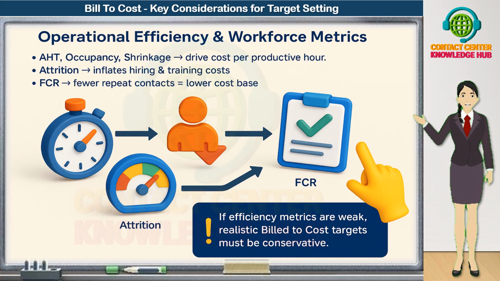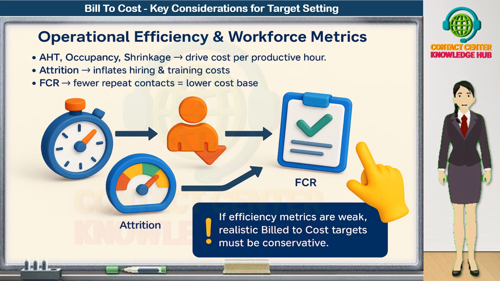Attrition also plays a major role. Turnover increases recruitment, training, and ramp-up expenses, which pushes the cost base upward and reduces profitability. First contact resolution, FCR, is another critical lever. Higher FCR means fewer repeat calls, fewer escalations, and lower total effort, which reduces cost. Low FCR has the opposite effect. It inflates workload and total delivery cost.